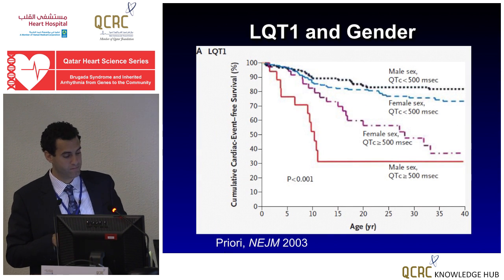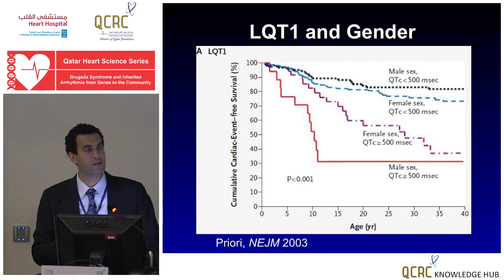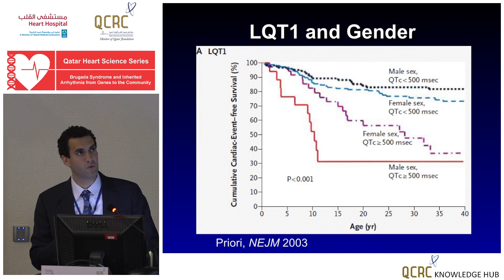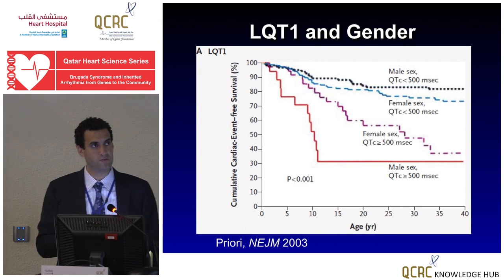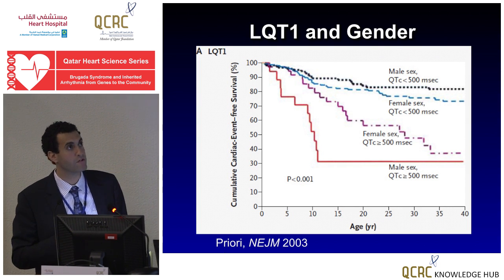If you look at gender classification and subtype, you see that the best prognostic patient population were male sex of long QT1 patients, male sex and a QTC of less than 500. These are considered the low-risk patients. If you're female sex and your QTC is less than 500, it's still relatively good prognostically, but not as good as male. Female with a QTC of 500, you see that the survival curve begins to diminish here. And then worse prognostically is male sex and a QTC greater than 500.